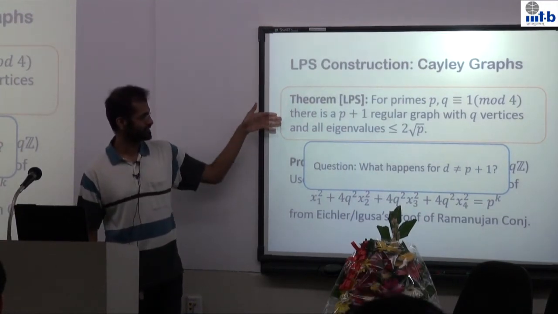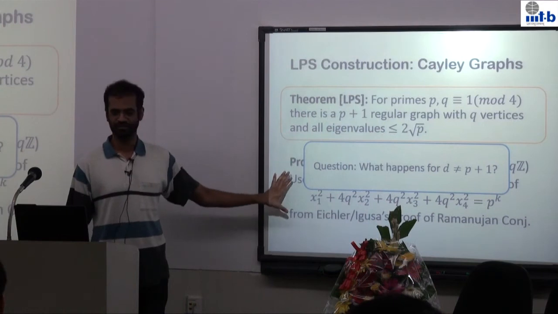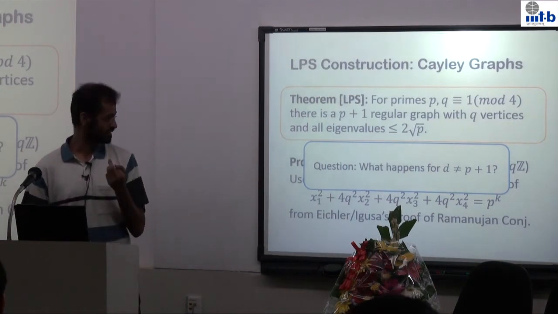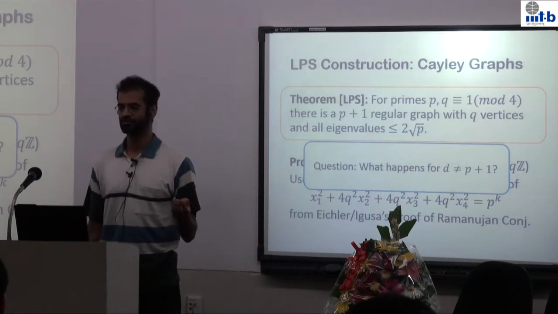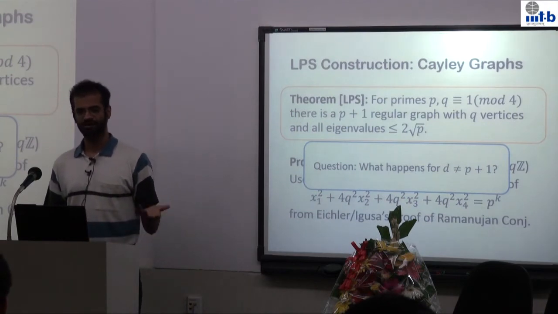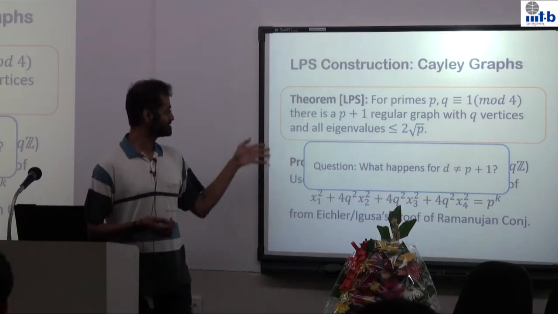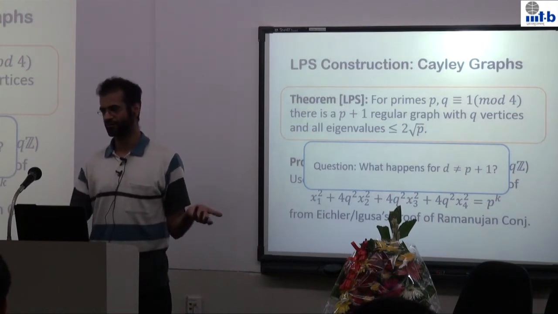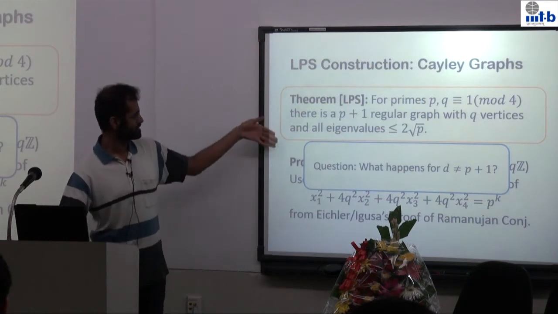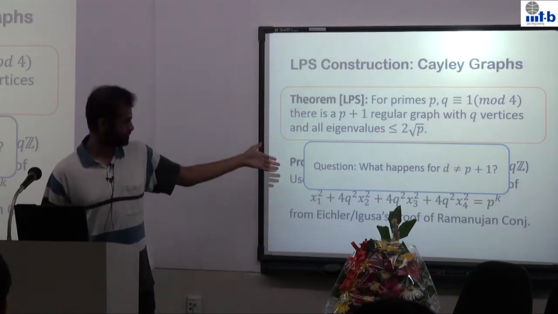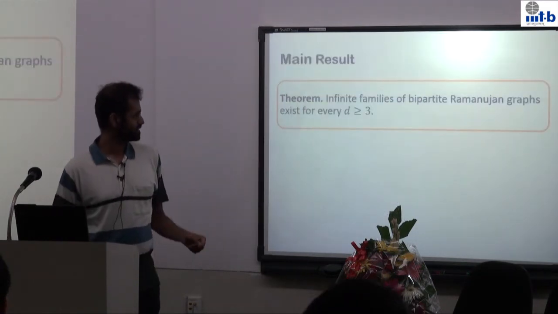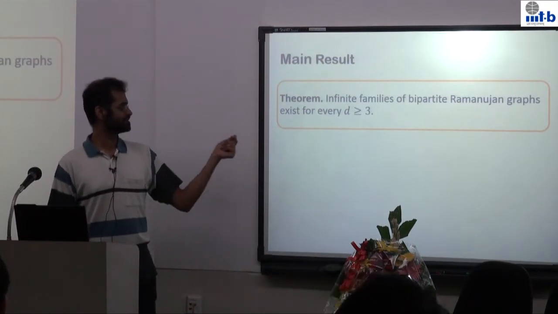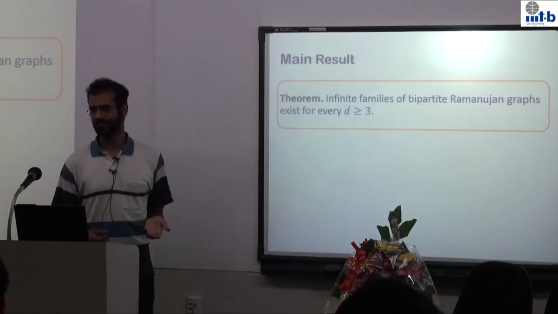Well, I just told you that if d is equal to prime plus 1, then this number theory thing gives you these optimal graphs. Well, what happens for other d? So the conceptual content of this question is the existence of Ramanujan graphs: is it a number theoretic phenomenon, or is it a more generic, graph theoretic phenomenon? So until recently, the only Ramanujan graphs known were these, and what we proved is that in the bipartite case, there are infinite families of Ramanujan graphs for every d.